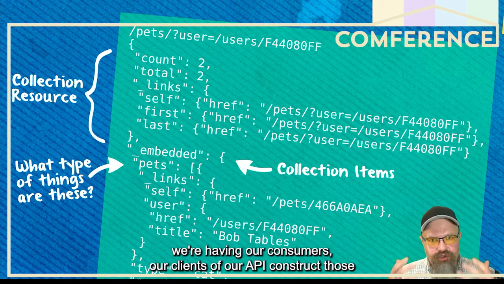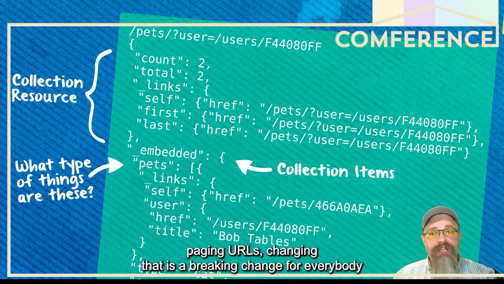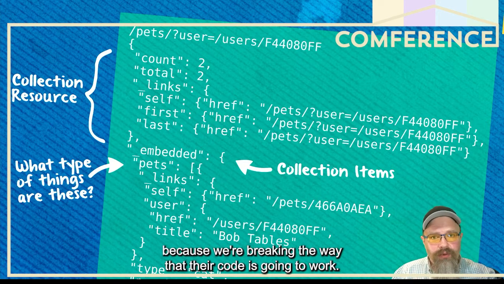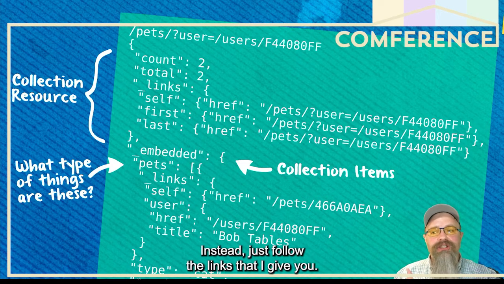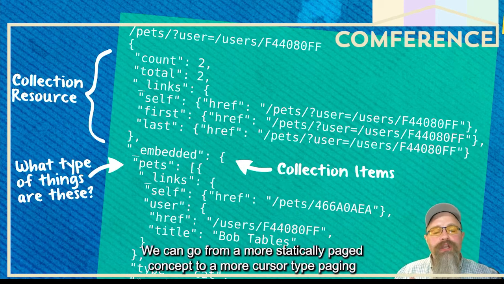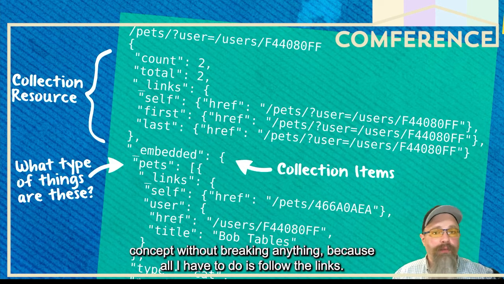Well, that's if we're having our consumers, our clients of our API, construct those paging URLs. Changing that is a breaking change for everybody because we're breaking the way that their code is going to work. But if we told our clients, don't try to figure it out yourself, instead just follow the links that I give you, we can go from a more statically paged concept to a more cursor type paging concept without breaking anything, because all I have to do is follow the links.